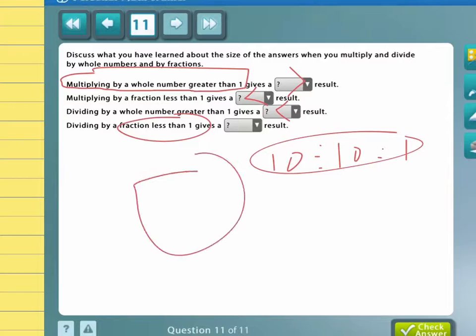Think about a pizza. If you divide it by eighths, you're going to get 8 pieces. So 8 pieces is greater than the dividend, what you started with. So you're going to get more pieces here.